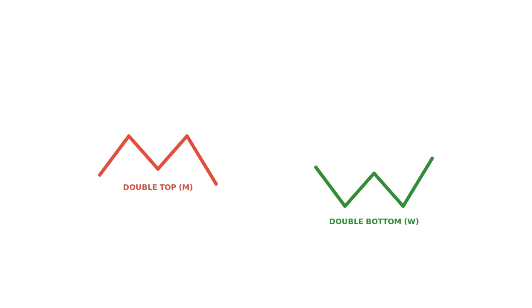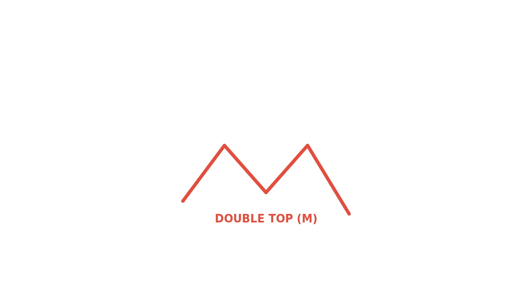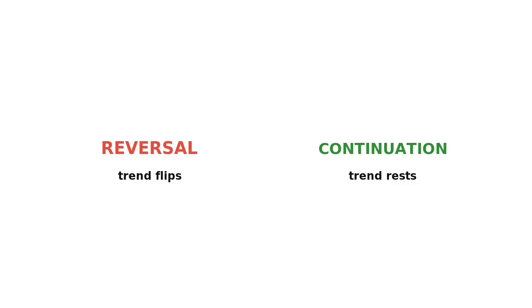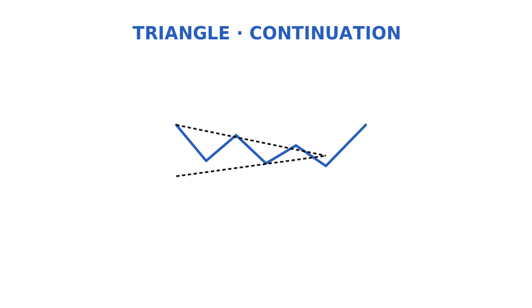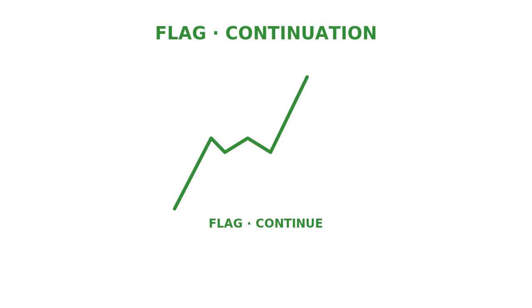Now the other family, continuation patterns, the rest stops. The most common is the triangle. The price swings get smaller and smaller, squeezing into a tightening point like a coiled spring. Buyers and sellers are reaching a temporary truce, energy building, until the price finally bursts out of the triangle, often continuing in the direction it was already heading. And then there's the flag, a sharp move up, then a brief, calm drift sideways, the flag itself, before the original move resumes. A pause to catch its breath, not a turn.